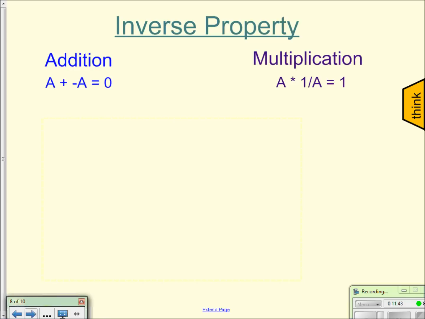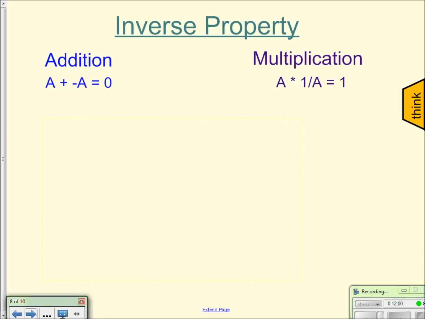The first property is the inverse property. So go ahead and write inverse property down. And then I have my mathematical definitions for addition and multiplication of the inverse. You don't have to copy those, but we are going to look at them for a second here.